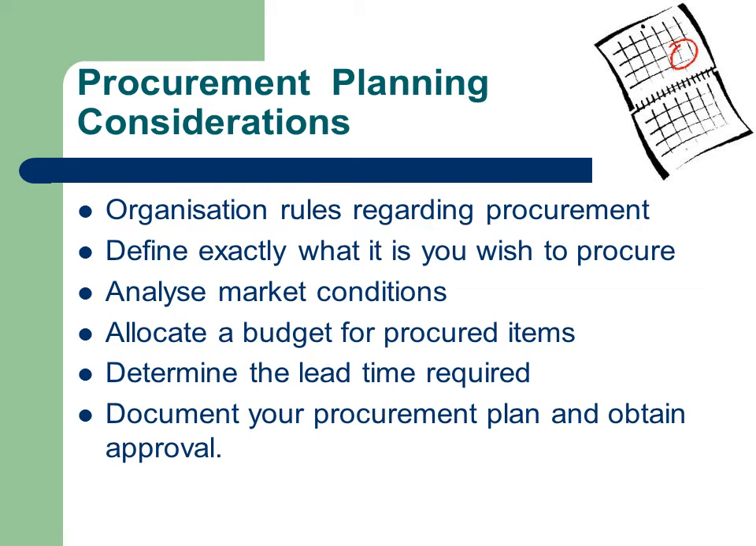When planning your procurement, you need to consider the following points. Ensure that you understand your organisation's rules regarding procurement. Failure to follow procedure can lead to serious problems for the person involved. Define exactly what it is you wish to procure. Allocate a budget for the items you need to procure. In some cases, you may need to do some market research to determine pricing and availability. You will need to include this in your project budget.